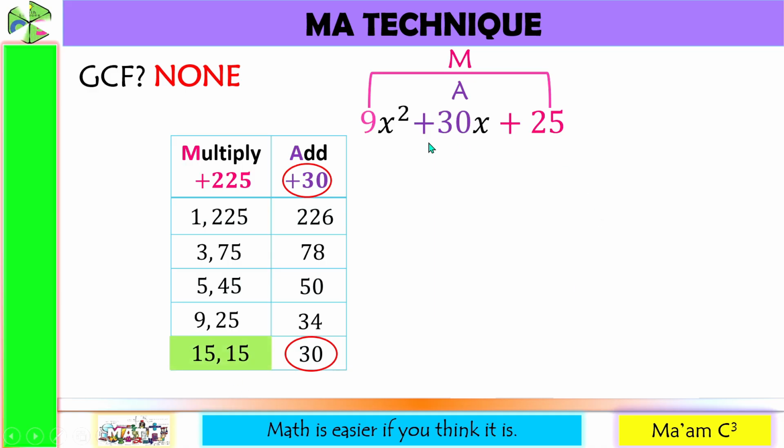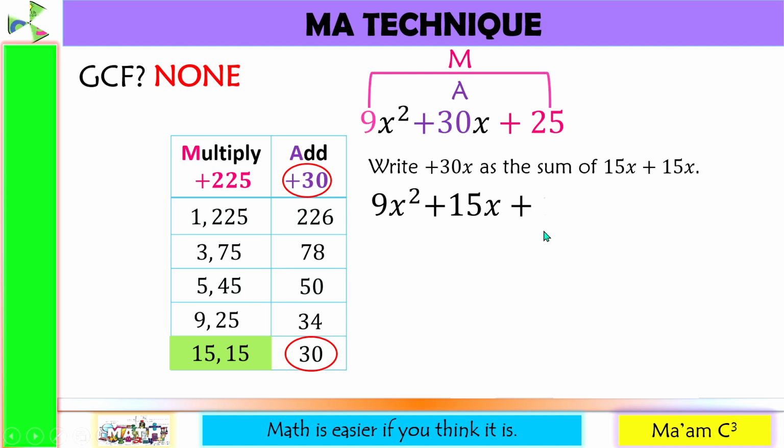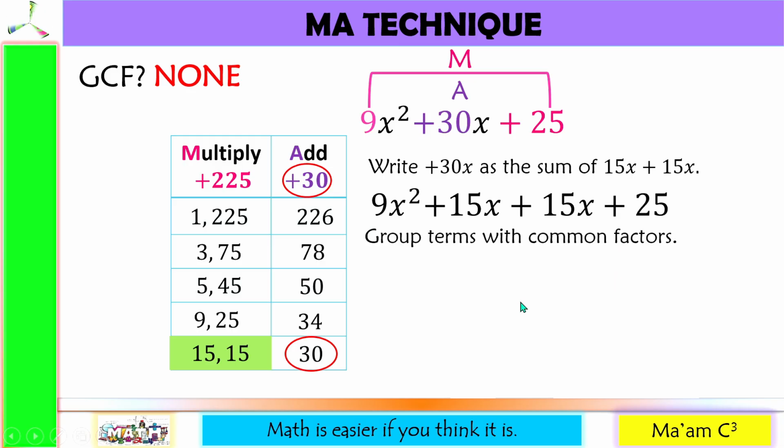Next step, we have to rewrite 30x using this 15 and 15 here. So how are we going to do that? Pay attention. Let's copy 9x squared. And then I'm going to add 15x plus 15x. 15x plus 15x is just the same as 30x. I just rewrite it. Then copy plus 25. Next step, I'm going to group terms with common factors. So I'm going to group these two and also these two.